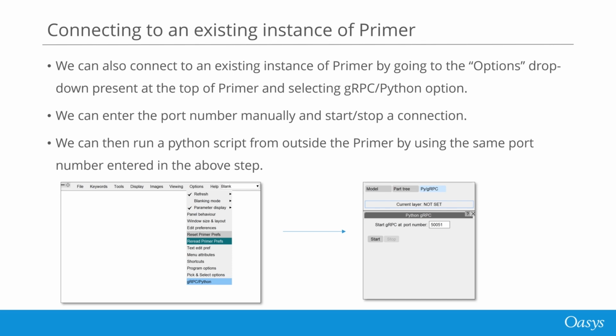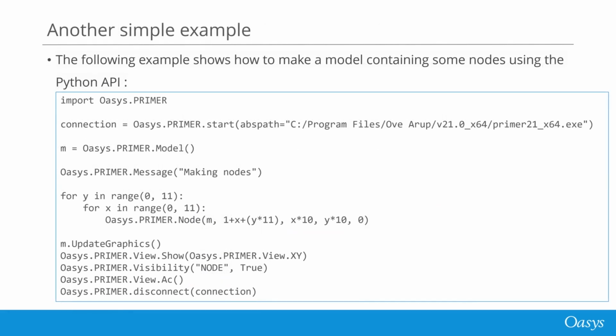Let us now look at another example where we create some nodes in Primer using the Python API. We import Primer with the line import oasys.primer. We create a new instance of Primer with the function oasys.primer.start. We then create a new model using the function oasys.primer.model. We display a message saying we are making nodes using the function oasys.primer.message. We then go through two for loops and create nodes using the function oasys.primer.node. We then update the graphics and display the nodes. We then disconnect from Primer using the function oasys.primer.disconnect.